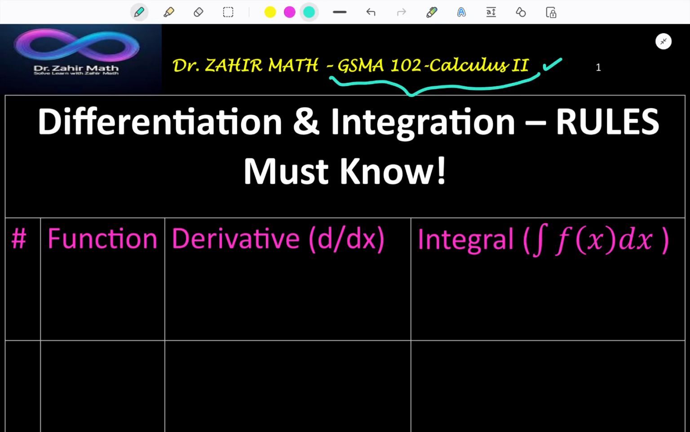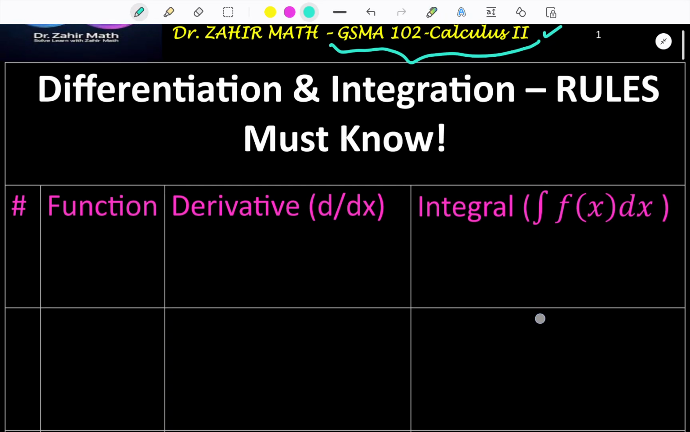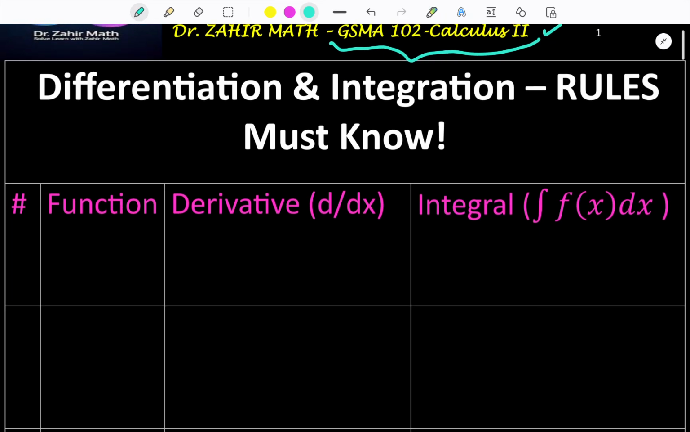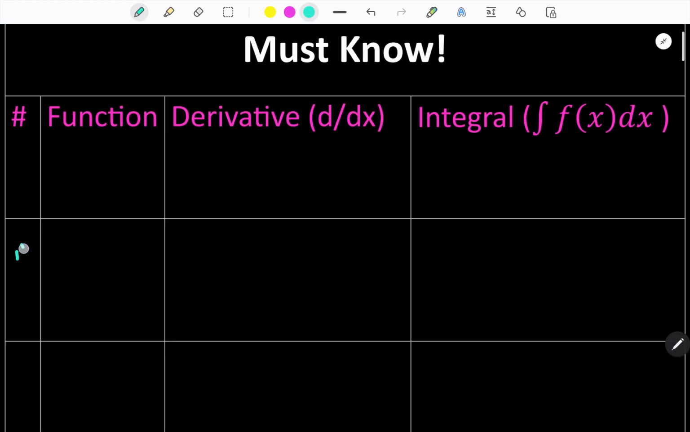GSMA 102 Calculus 2. The first thing you need to do is the rules. Very, very important. The same thing which you studied in Calculus 1. So I'm going to teach you the differentiation rule and the integration rule. First of all, every place we need differentiation and integration also. Keep that in mind. Let's start the first formula, number 1.